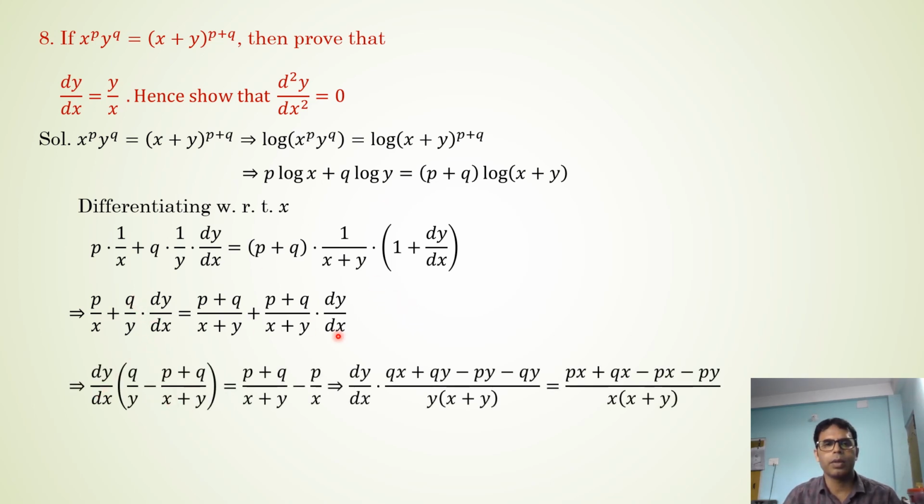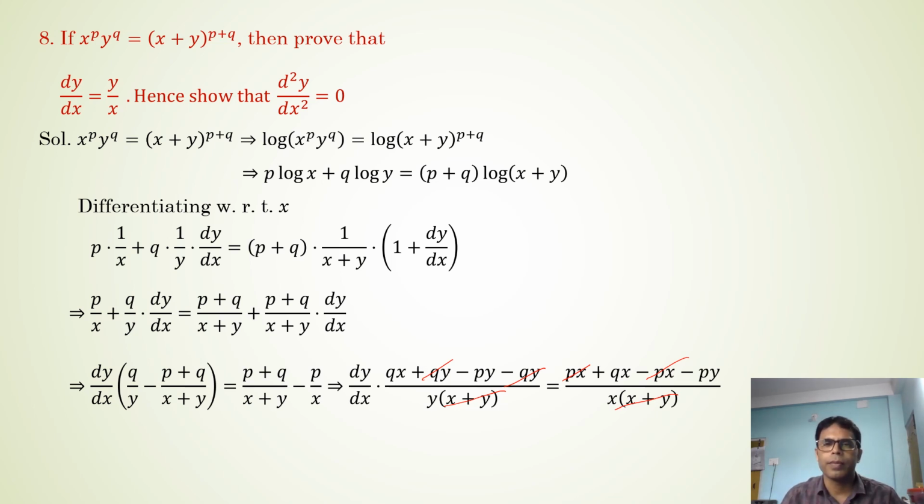After taking dy dx common, this remains, here q by y, and this becomes minus. On the right hand side this was already there, that is this term, minus this term. The p by x term is shifted to the right as negative, so dy dx is there on both sides. We take the LCM and simplify. Here this qy term is cancelled with this qy term, px term is cancelled with this px term, and this x plus y term is cancelled with this x plus y term.